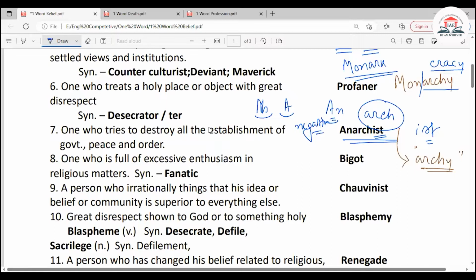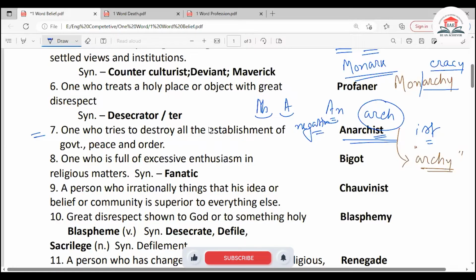Right? Anarchy exists in our state, as we say. Now, it has been explained here. Anarchist: one who tries to destroy all the establishment of government, peace and order. So complete absence of law and order is called anarchy. Right? So that is anarchy. So anarchist is clear, complete absence of law and order. Fine. Now it is a beautiful word when we call it bigot.